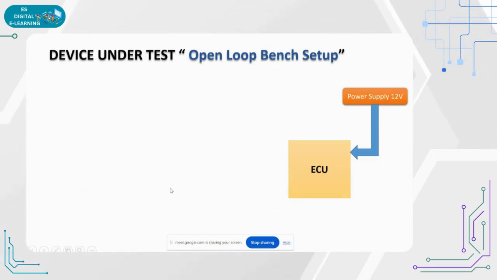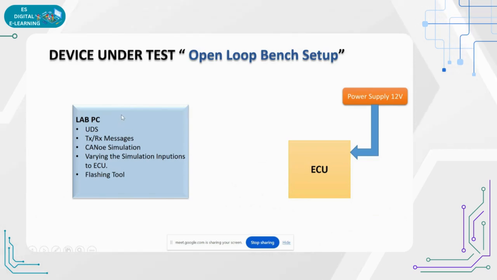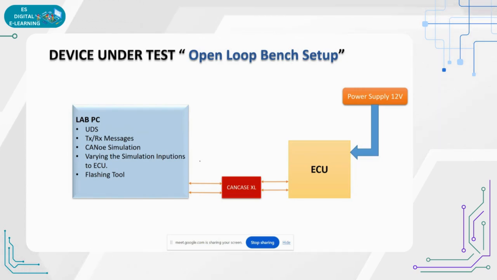Next is the part of the communication with this ECU. We are taking the PC, which we usually call the lab PC, and with the help of CANcase XL, we can exchange information, the TX messages or RX messages. And we have the CANoe simulation, with which we can give input to the ECU and vary the input values via the simulation.